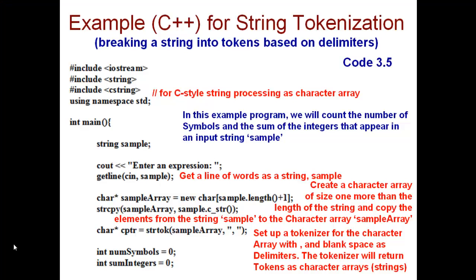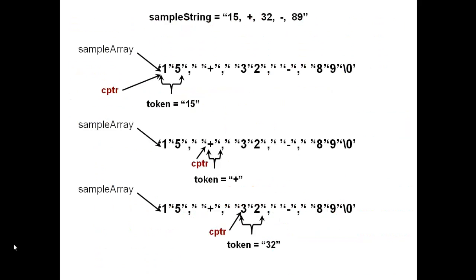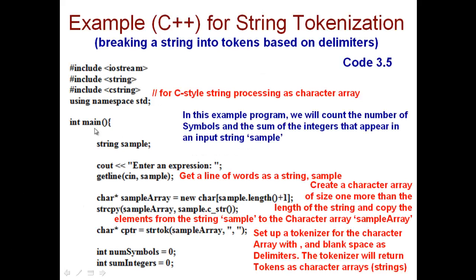Okay. So what we want to do in this example is, given an expression which is a string comprising some integers and symbols, count the number of symbols and sum all the integers in that expression. So you include the string and C-string header files along with the iostream header file, and include using namespace std to do all the regular stuff.